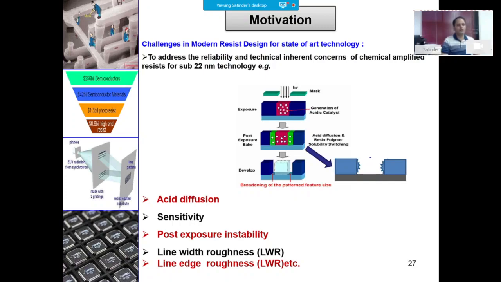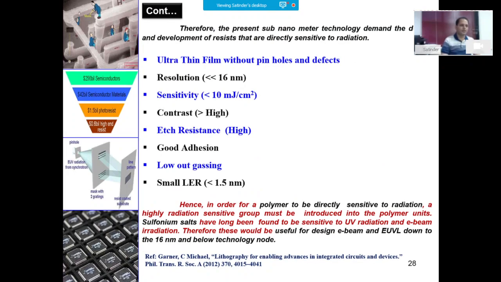So in this way, we have to control the acid diffusion, sensitivity, post-exposure instability, and line width roughness. So these are the fundamental qualifiers. If you qualify all of them, then your resist technology is compatible with the expectations of the industry, and then it is going to be taken by the industry.